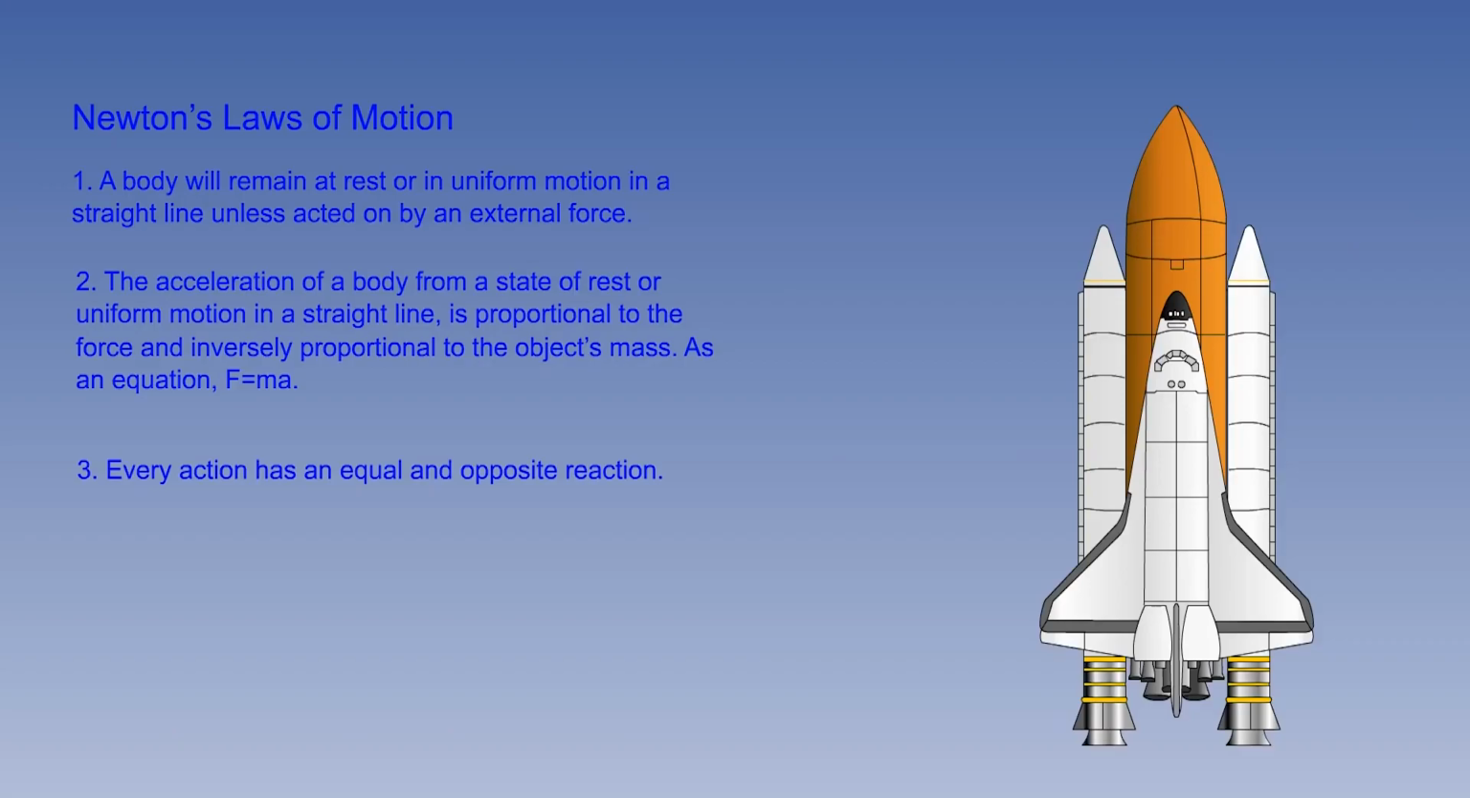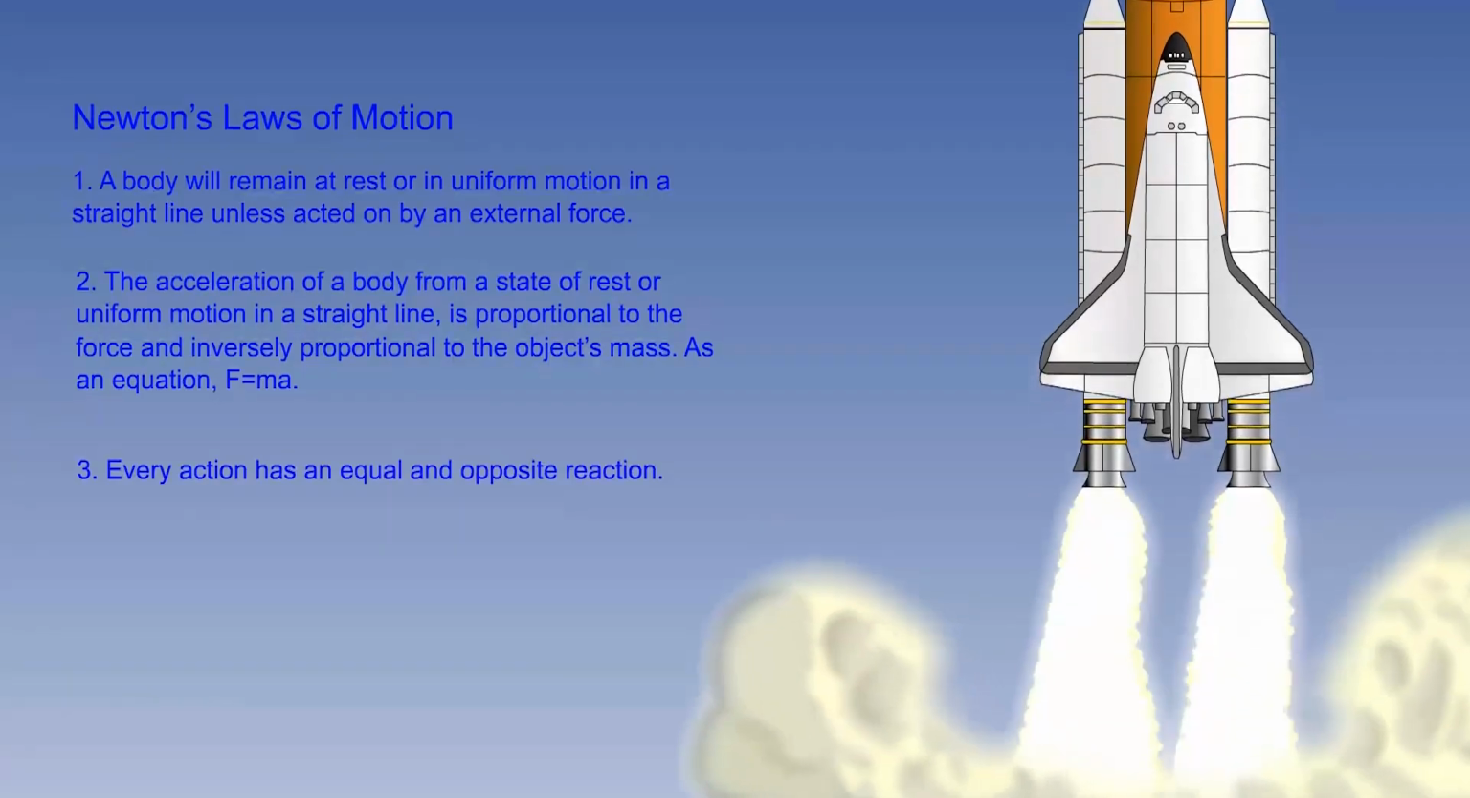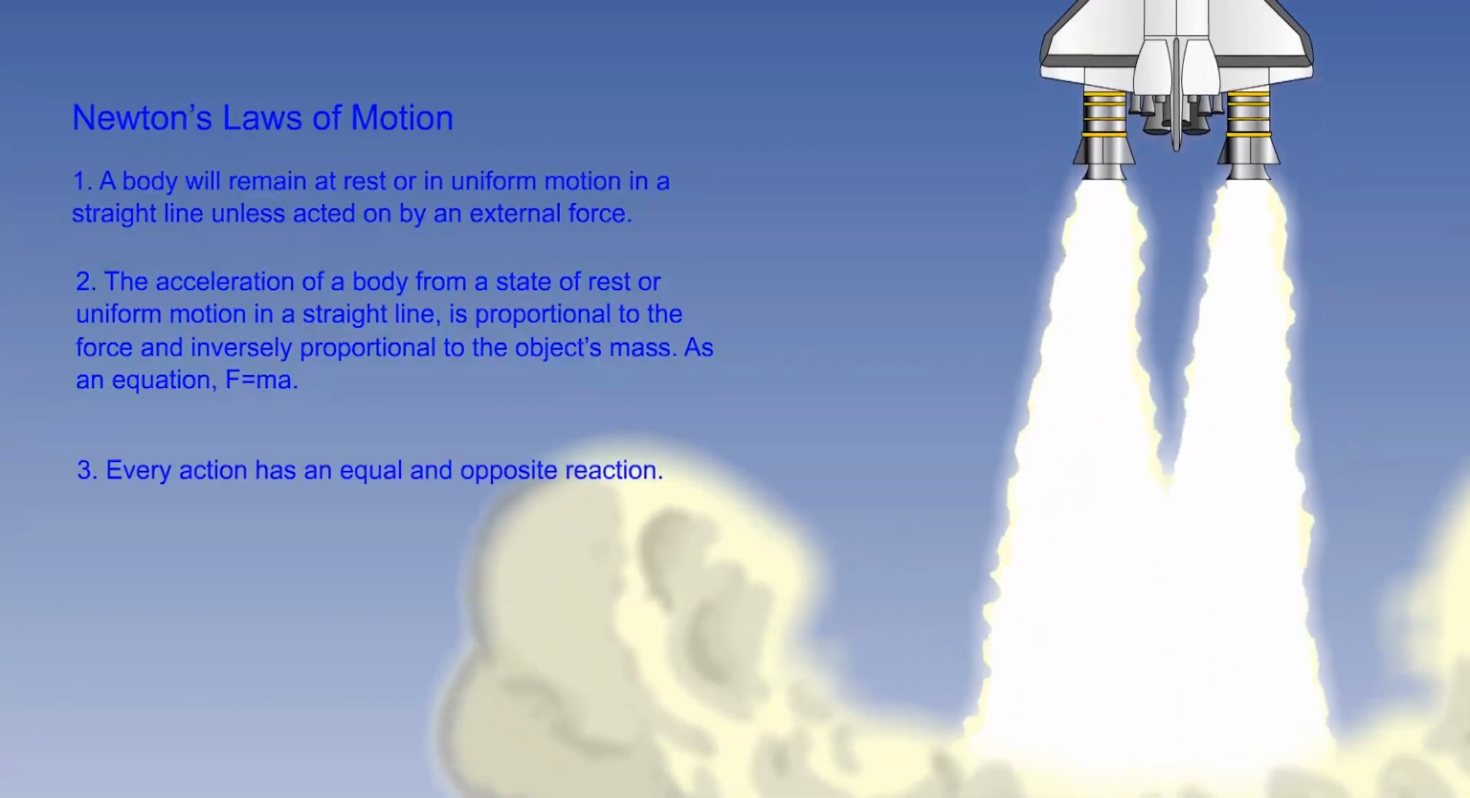Newton's third law of motion states that every action has an equal and opposite reaction. It is the reason why a rocket or jet engine, which forces air backwards, gives the rocket or aeroplane a thrust force forwards.